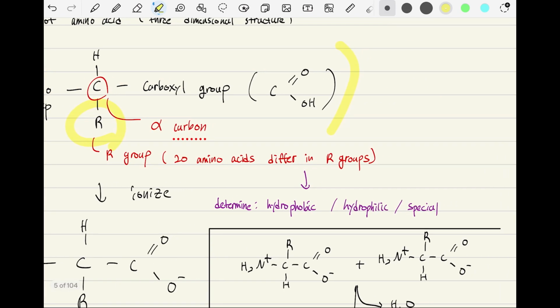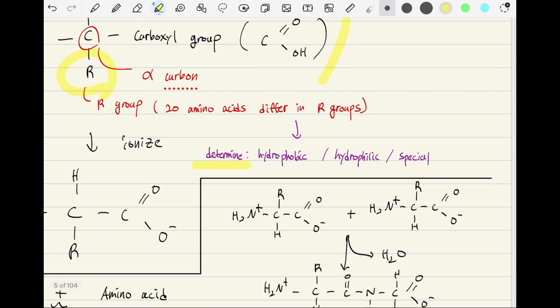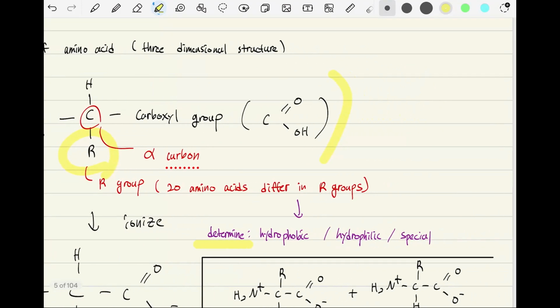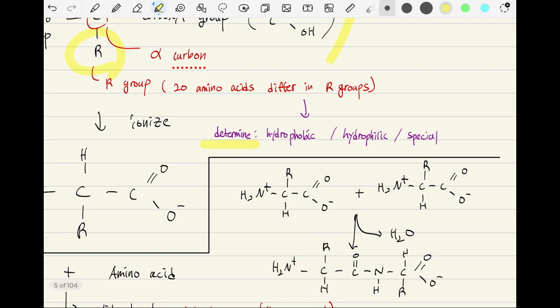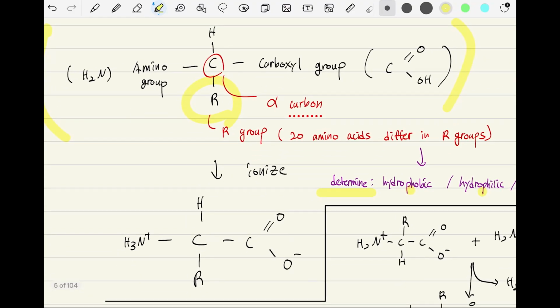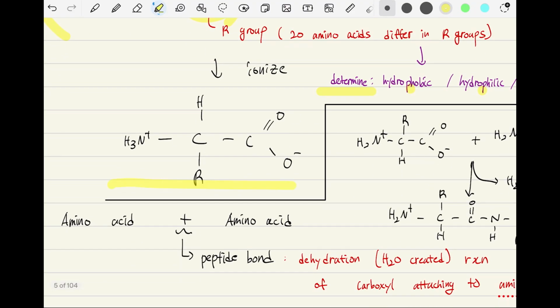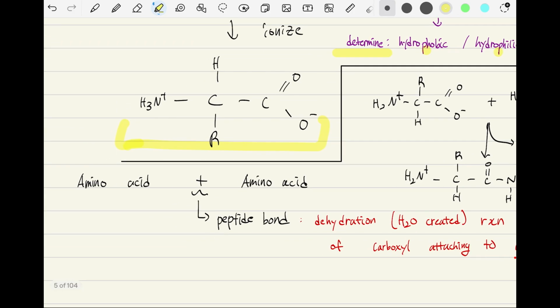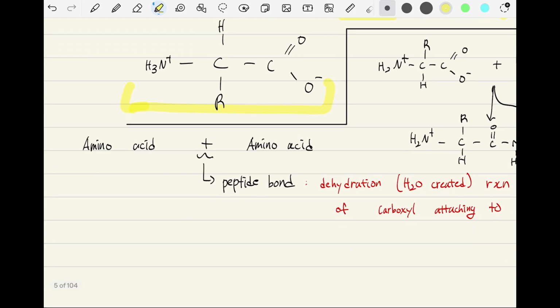This R group determines the characteristics of these amino acids, and they can be hydrophobic, hydrophilic, or have other special characteristics. When an amino acid is ionized, it turns into something like this. This ionizing part is not that important, but it's better than not knowing it.